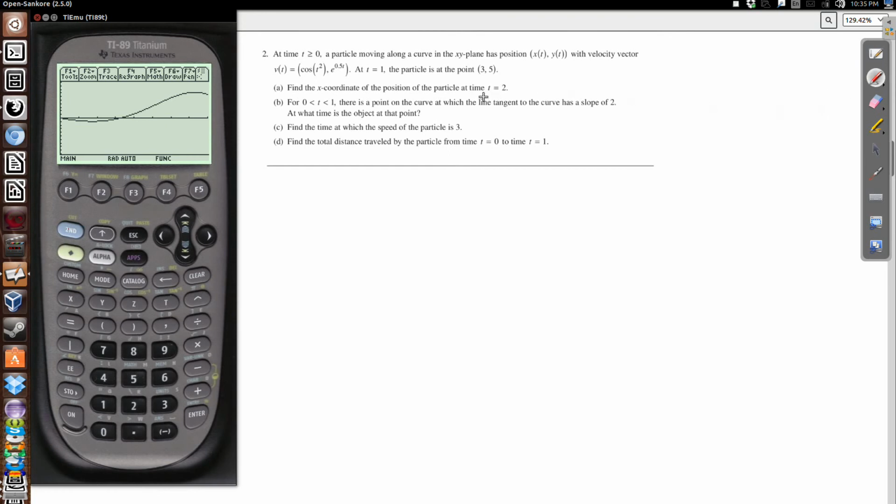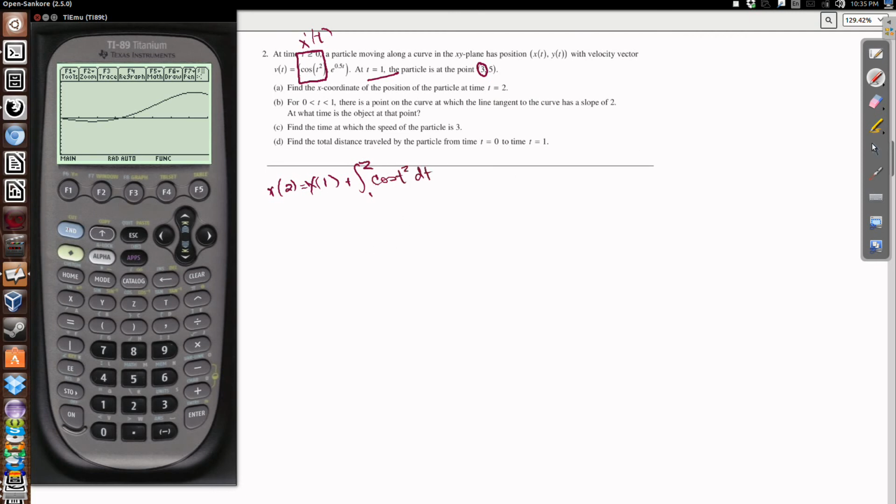So if I want to know the x-coordinate of the particle at t equals 2, I'm going to be using this information here, the x-coordinate when t equals 1, and I'm also going to be using this derivative information because this is really x prime of t. So I know that my position at time 2 has got to be equal to the position at time 1 plus the integral from 1 to 2 of my function, which is cosine of t squared dt.